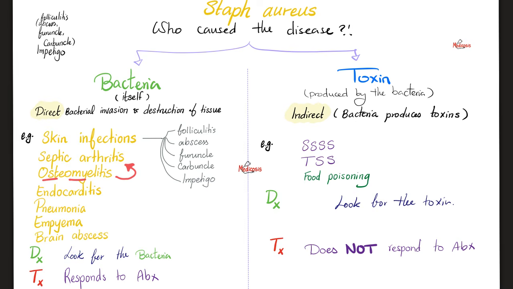Or staph can produce some toxins that cause symptoms. Examples of these diseases include staphylococcal scalded skin syndrome, toxic shock syndrome, and food poisoning. Try to look for the toxin, do not give antibiotics. SSSS is the story of the kid with generalized skin peeling and skin desquamation, positive Nikolsky sign, no inflammation, no cytolysis.